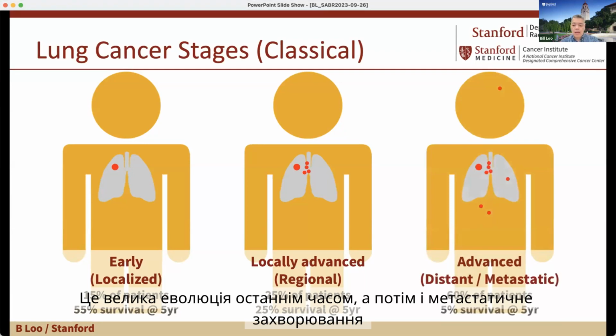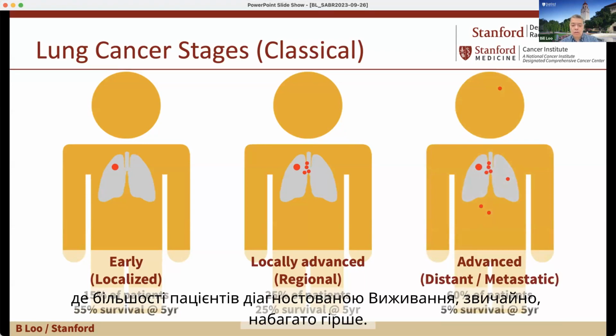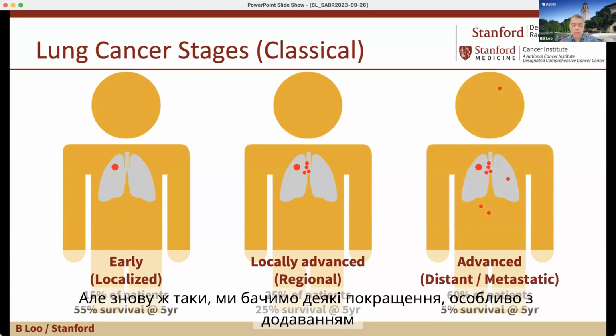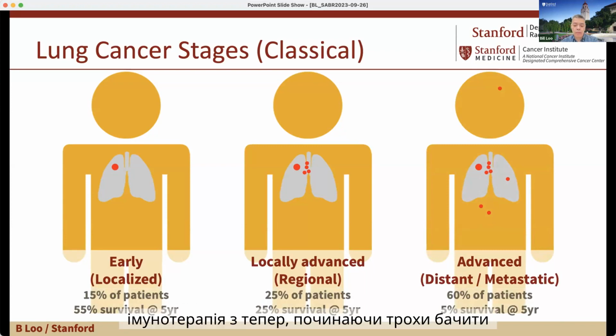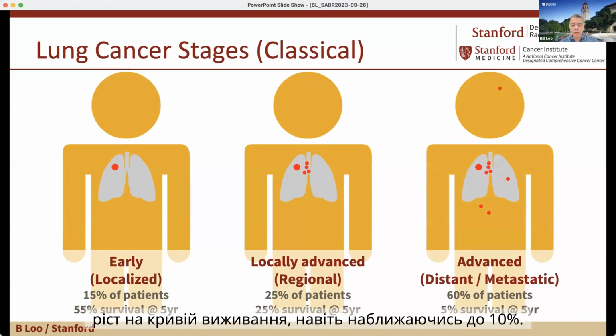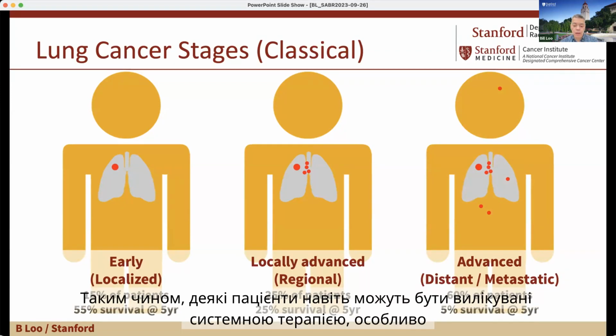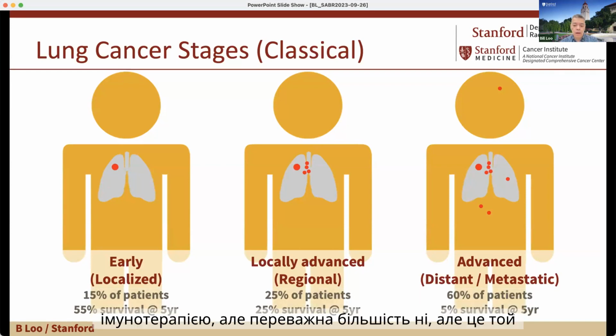And then metastatic disease is where most patients are diagnosed. The survival is much worse, of course, but again, we are seeing some improvements, especially with the addition of immunotherapy, with now starting to see a little bit of a tail on the survival curve, even approaching as high as maybe 10%. So a few patients may even be cured with systemic therapy, especially immunotherapy, but the large majority are not. But this is one area where radiation is starting to play an increasingly important role.